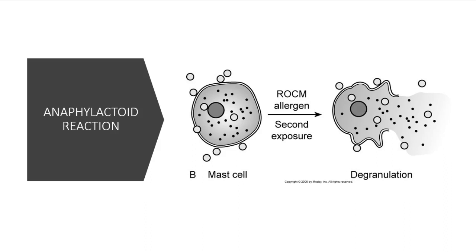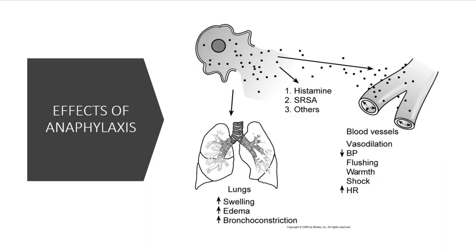All right, so you can see here just another image of contrast. The first time you get it, nothing, not too bad. You get a mast cell reaction, and then here, degranulation, so destruction. What happens is when the cell bursts, histamine and others are exposed to your blood, which causes vasodilation, which decreases your blood pressure. And you can go into shock with increased heart rate. And in the lungs, you can get swelling, edema, and bronchial constriction.